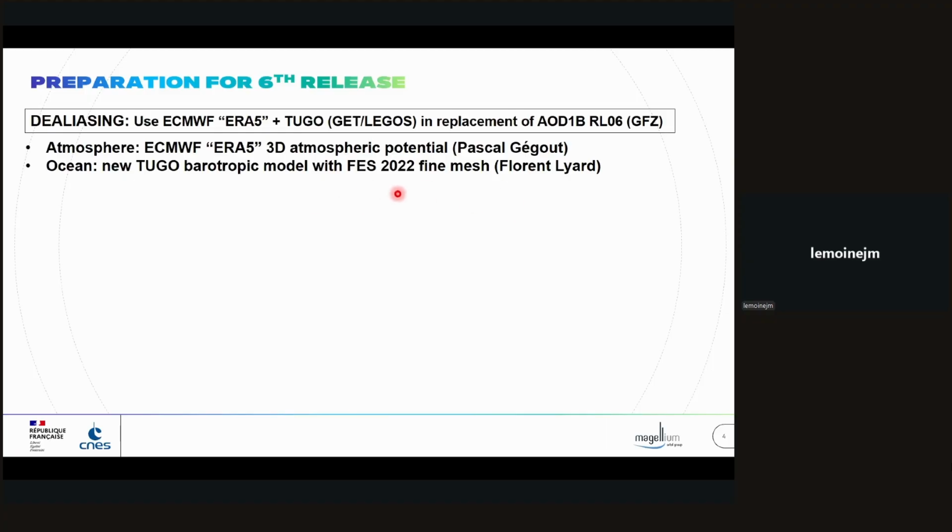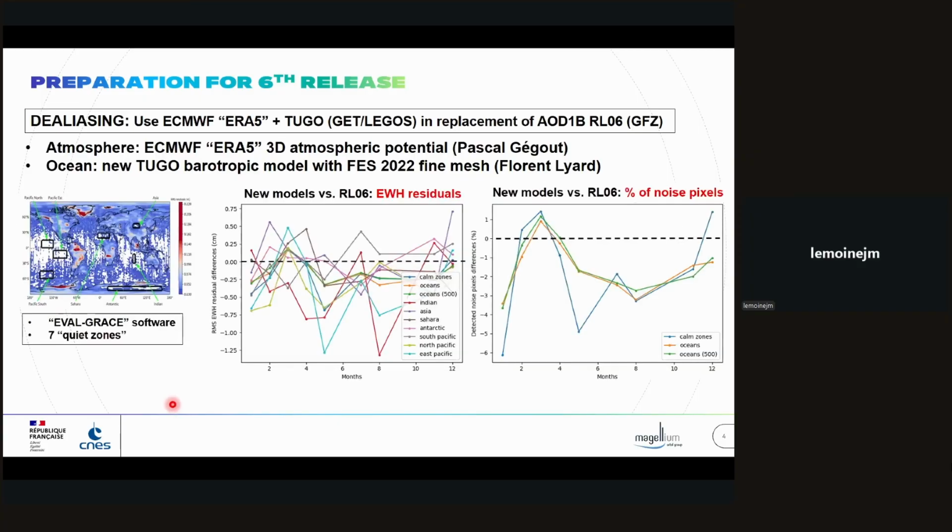mesh of FAESS 2022. It's a bit long to explain, so I will probably skip, but the fact that all these indices here are below the 0 line indicates that the new models perform at least slightly better than release 6. These are 2 months of determination.